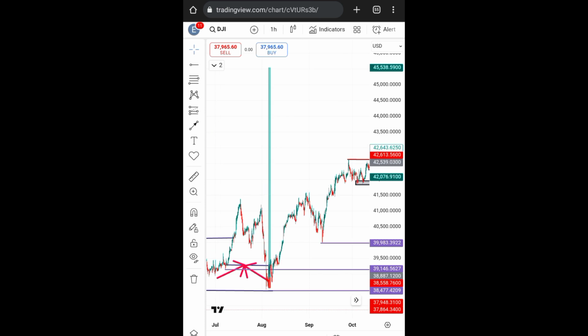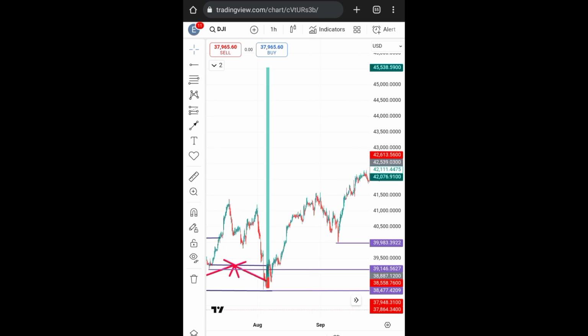The first pair I was using was GBP Chief. The second pair which I'm using now is Dow Jones, which is Nasdaq, I think. So this is Dow Jones, a buy scenario too. So let us check for a sell scenario.